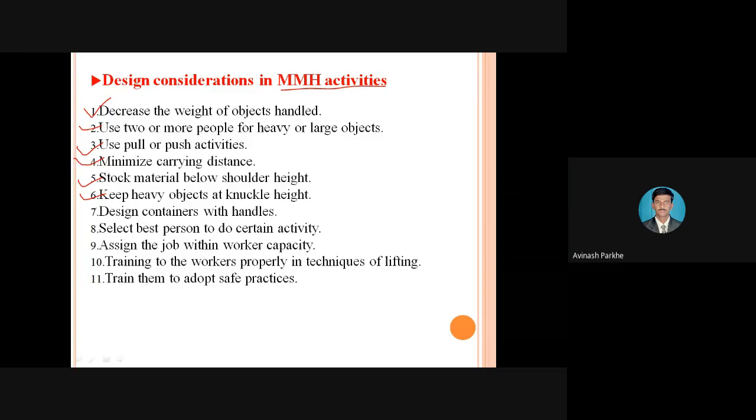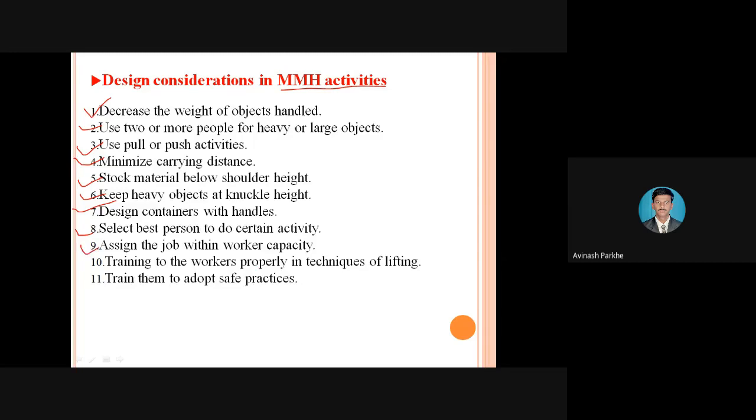Then design containers with handles. Wherever we are designing containers, those containers can be designed as per the requirement of that particular operator. Then select the best person to do a certain activity. Some skilled persons are using their tricks to shift the component from one location to another location. Such skilled persons are provided to that particular activity, so that the task can be completed very easily and within a shortened time.